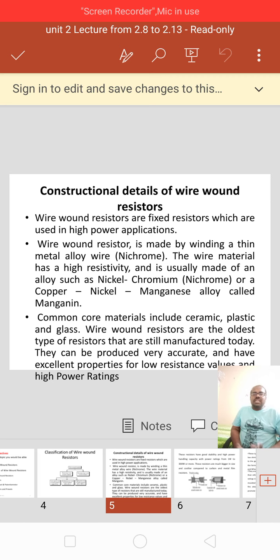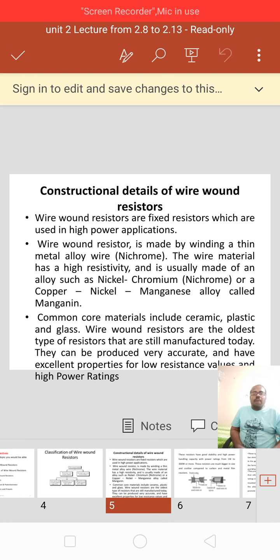Alloy means different types of metals combined together to form an alloy. So here nickel and chromium are mixed with each other forming a metal named nichrome. Another metal is made of copper, nickel and manganese. These three materials are mixed, giving a material named manganin.